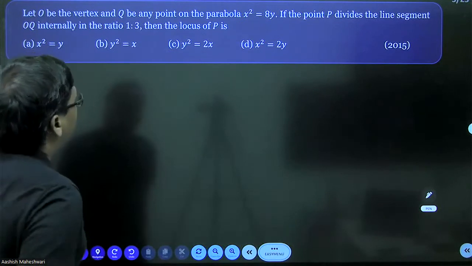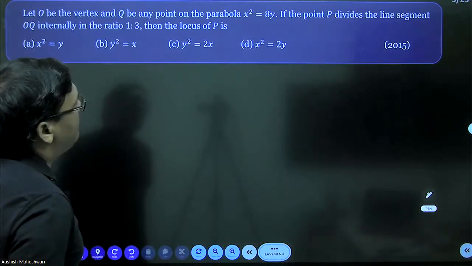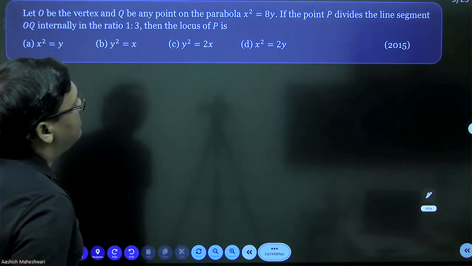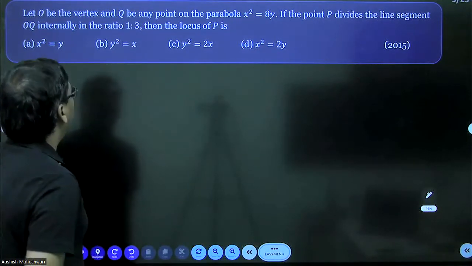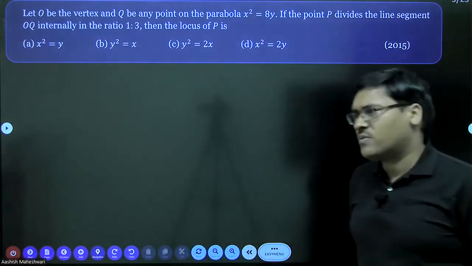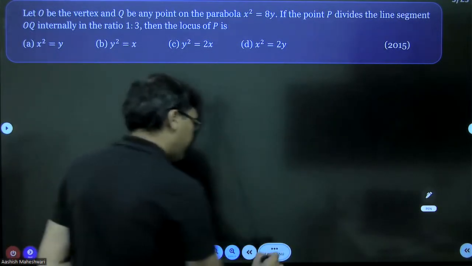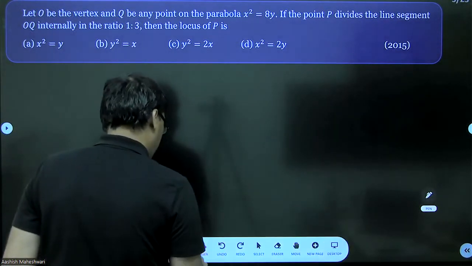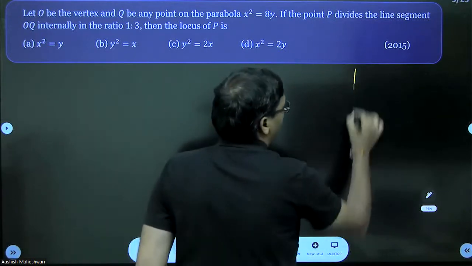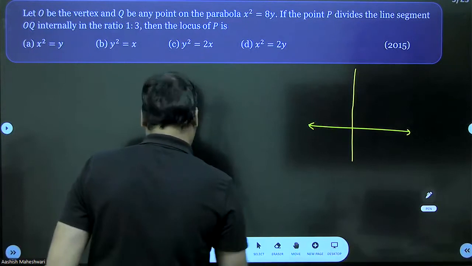Let O be the vertex, Q be any point on this parabola. If P point divides the line segment OQ internally in the ratio 1:3, then what is the locus of P? Again, locus question. You can see we have the parabola x square equal to 8y. Now, this is the vertical parabola, x square is equal to 4ay form. Correct?